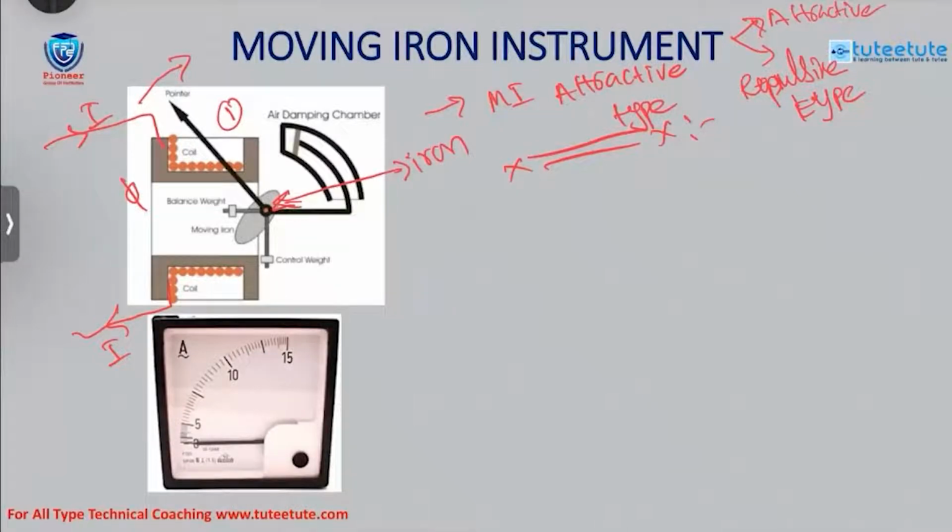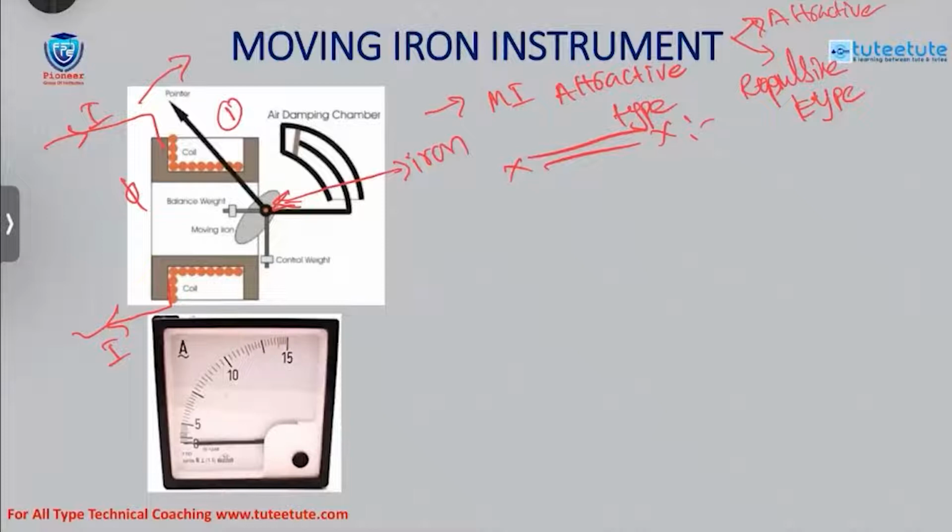For now, just remember, in the attractive type instrument, whatever the measuring quantity is, here I am going to measure current. With that current, we develop the magnetic field. This magnetic field will attract the iron piece. Whenever the iron piece is moving, the pointer also is going to move, thereby we get the deflection. This is about deflection torque.